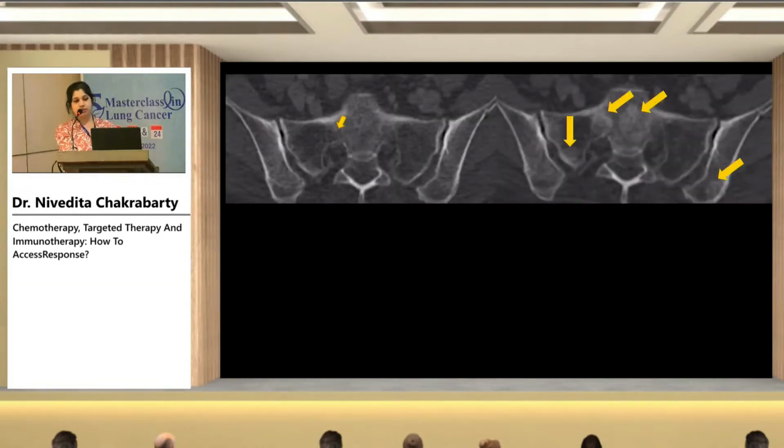Now, you can see over here that in the prior scan, the bone lesion was not visible. There was no sclerosis or lysis seen in the first scan, the baseline scan. And on the subsequent scan, you can see that new onset sclerotic lesions are visible in the sacrum as well as the ilium. So this suggests response to therapy.